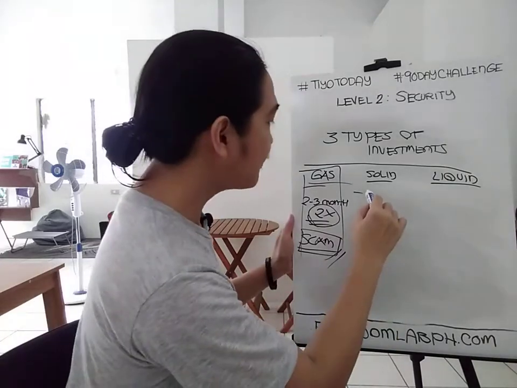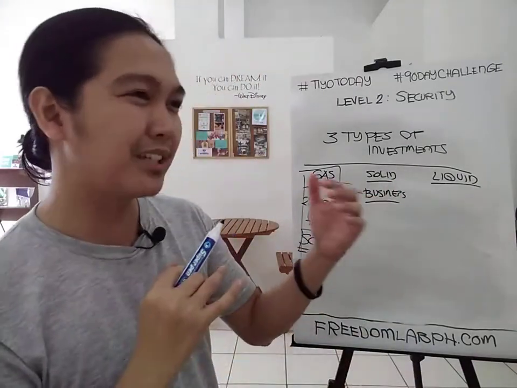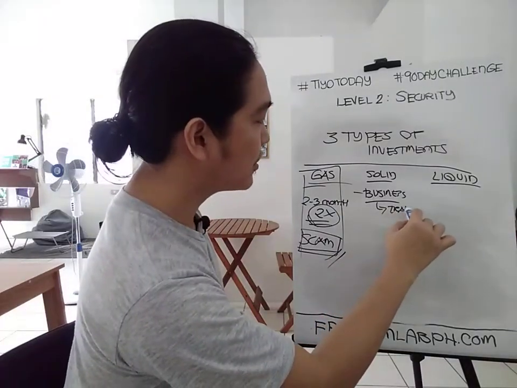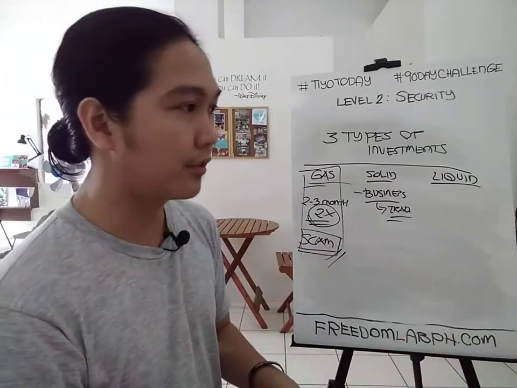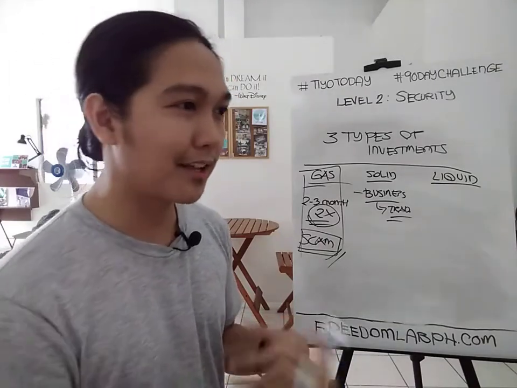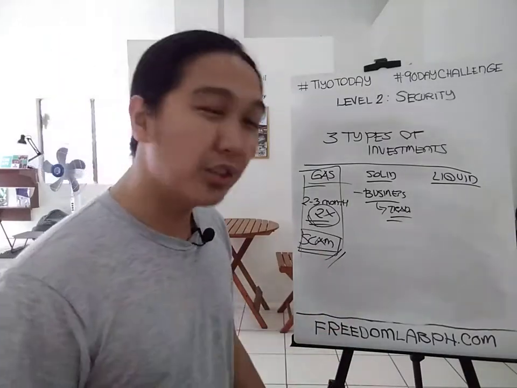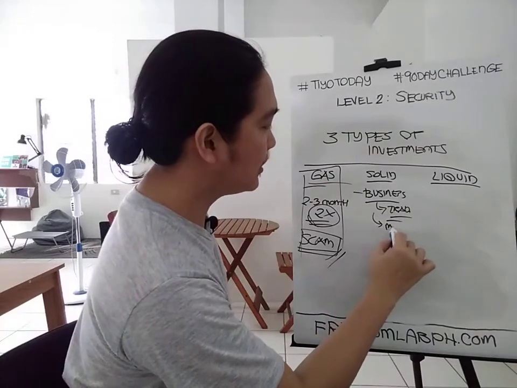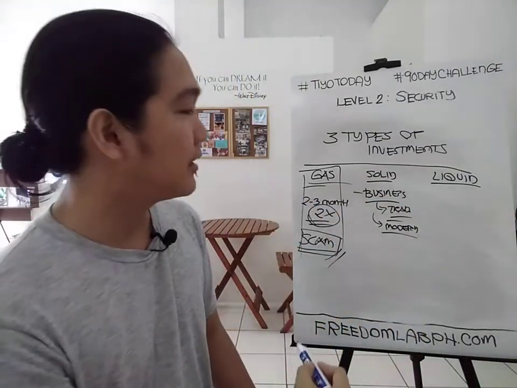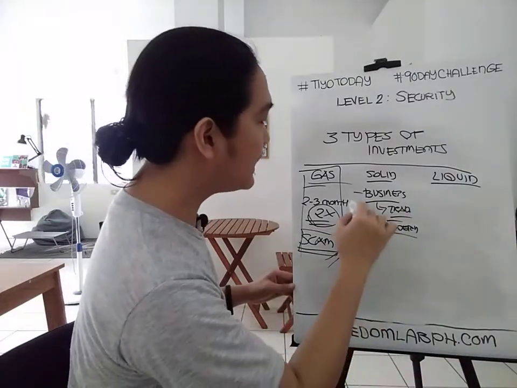This is where traditional businesses come in. Solid means something very stable, something that you can clearly see. Businesses are a solid investment. There are traditional types of businesses, like you open a store, or you sell barbecue, so you have your own barbecue stand, or you have a laundry. And then we also have modern types of businesses. This is where network marketing, online marketing, and digital publishing come in, which we will dig deeper into on level number 3 in the following videos. These are solid investments.